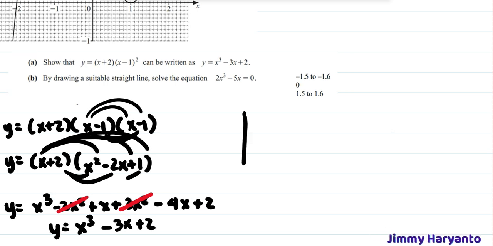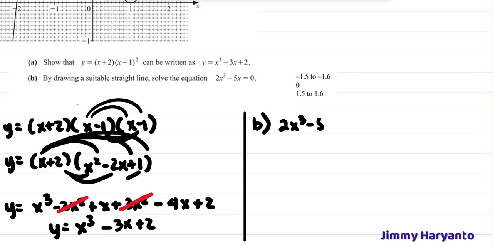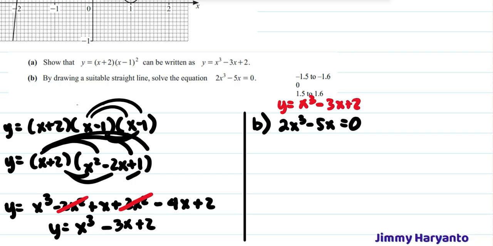Okay, that's it. And then for question B, you have to solve the equations. Every time you already draw something and then the question wants you to solve the equations, you have to make the equation exactly the same as the one that you already drew. So you already drew y equals x cubed minus 3x plus 2. Actually, the drawing is given.